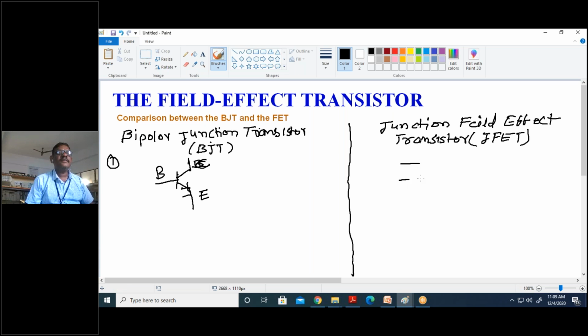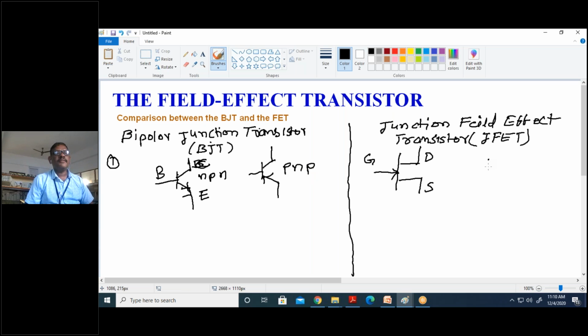But a JFET has 3 terminals: one is drain, one is source, and a gate. An arrow mark pointing outside is called the NPN transistor, and an arrow mark on the inner side is called the PNP transistor.